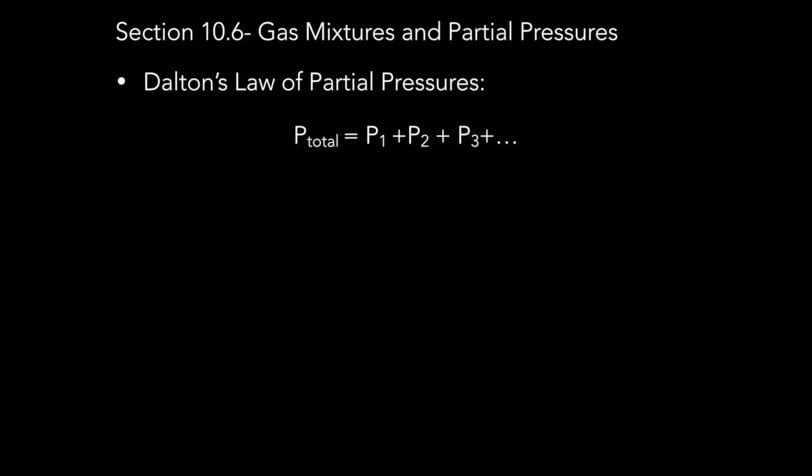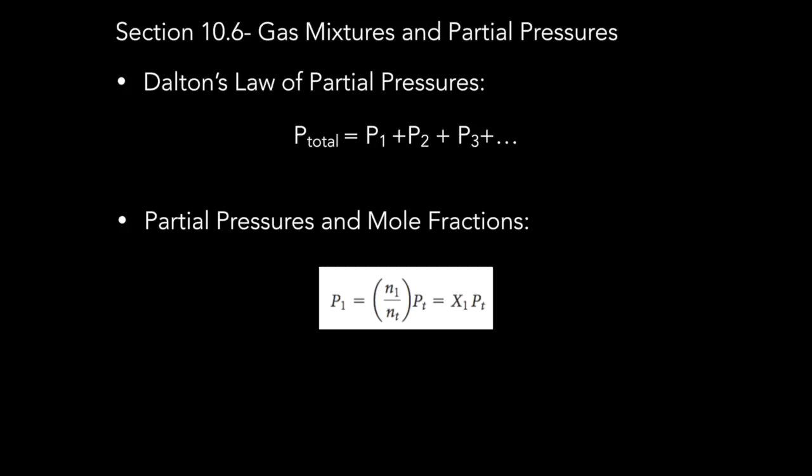So the formula for this is P total, the total pressure, equals the sum of all the partial pressures of the gases that exist in the sample. Another way of determining this is to use mole fractions in determining partial pressures. So here's the equation right here. The partial pressure of one gas equals the mole fraction of that gas, specifically the number of moles of that one gas, divided by the total number of moles of the gas, times the total pressure.